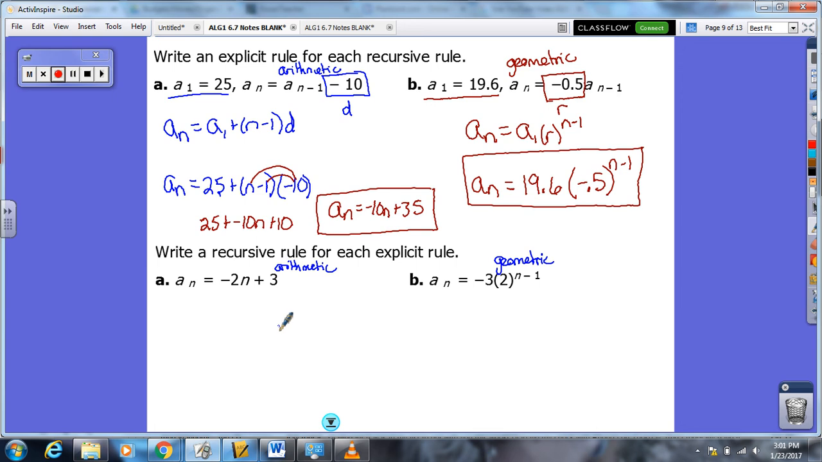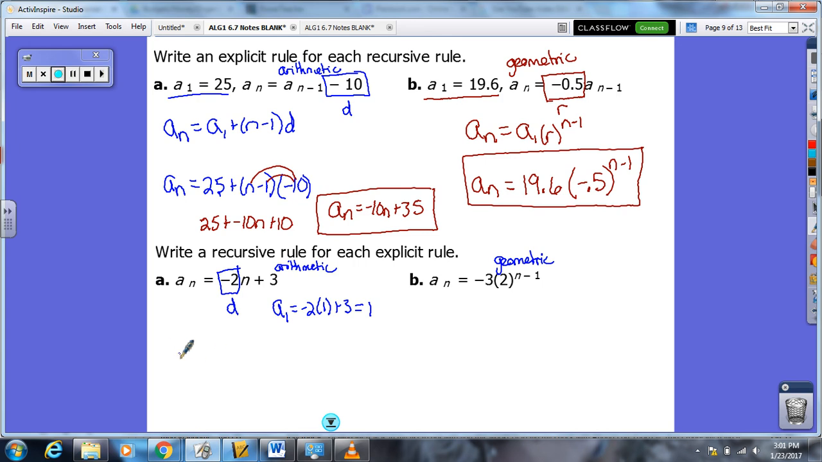So since this is arithmetic, I need to know two things. I need my first term and I need my common difference. So how I can find my common difference is I can find it from the coefficient of n. It will always be right there. The reason is going into this rule, what the formula said was take the difference times n and times negative 1. So I know it will always be in front of the n. So that's my common difference. Now to find the first term, we just plug in a 1 for n, and we find out that that's negative 2 plus 3 is 1. So our first term is 1, my common difference is negative 2.